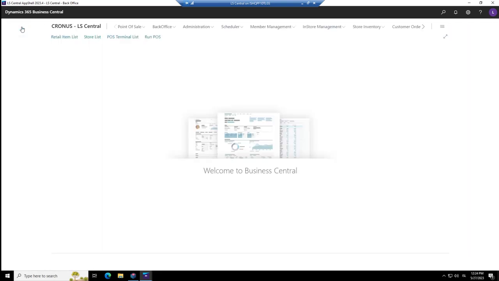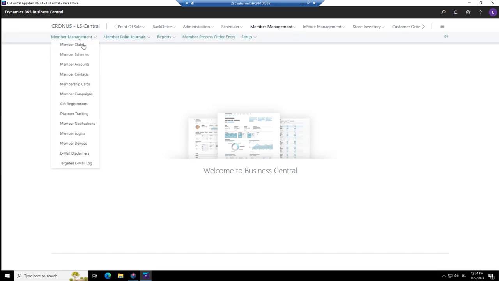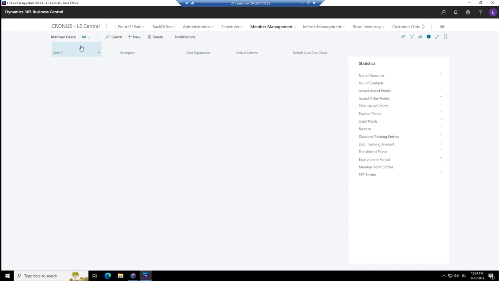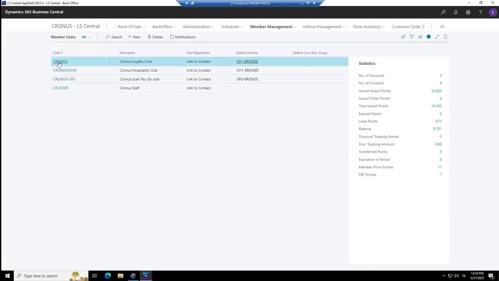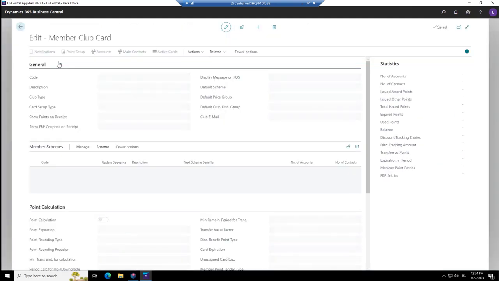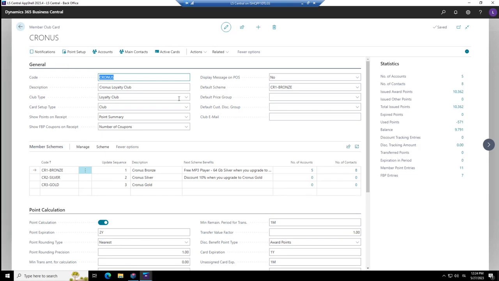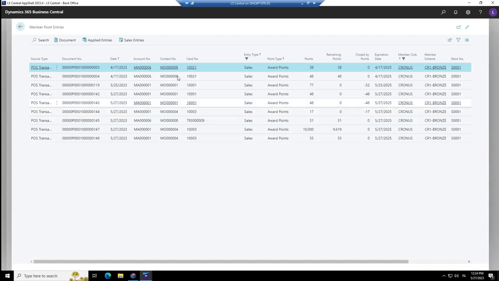What about the member club? Yes, let's go into member management, member clubs, and to our club Cronus. Here you see, we have the same information. You can always drill in and look at all the lines, and you will always see the account number, contact number, and everything, the card number. So you will always see everybody here. All the transactions have been created.